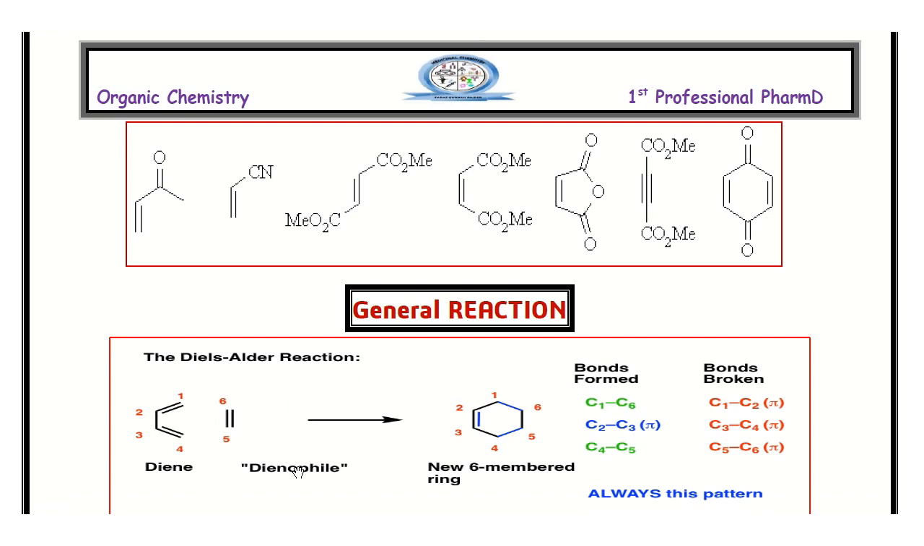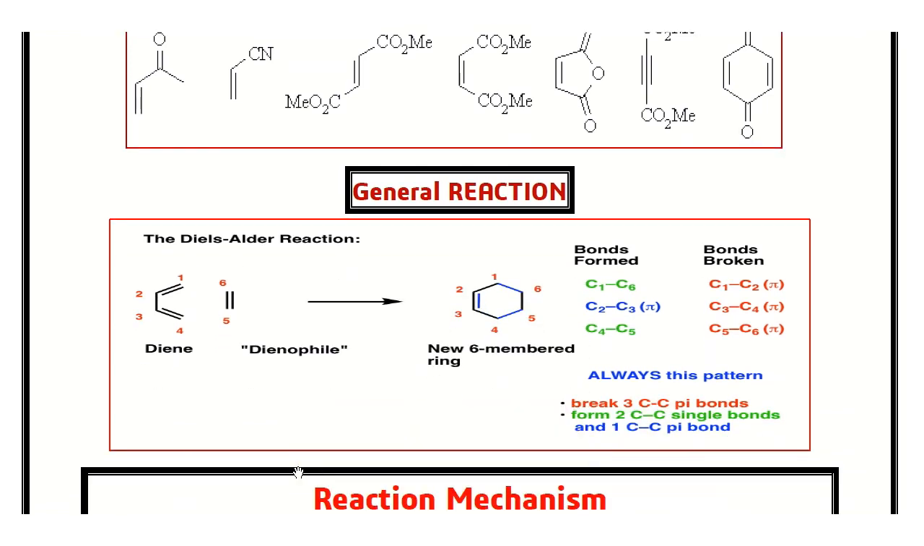So now let's discuss the general reaction and the reaction mechanism of the Diels-Alder reaction. As I told you previously, the Diels-Alder reaction is the reaction that occurs between a diene and a dienophile molecule. A diene is basically an unsaturated conjugated molecule which has at least two pi bonds, and a dienophile is the one which is going to attack our diene molecule.